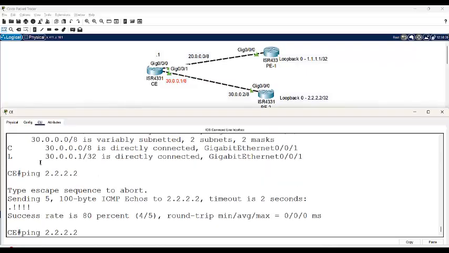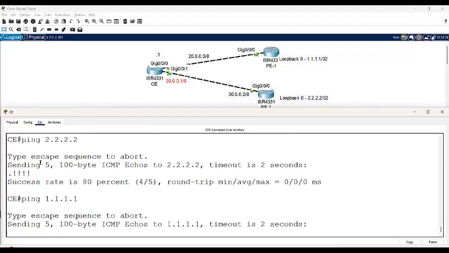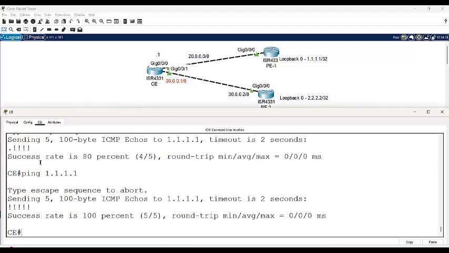See, I can also ping 1.1.1.1. I'm able to ping 1.1.1.1 and 2.2.2.2. Are you comfortable with what I'm showing? Is there any question?